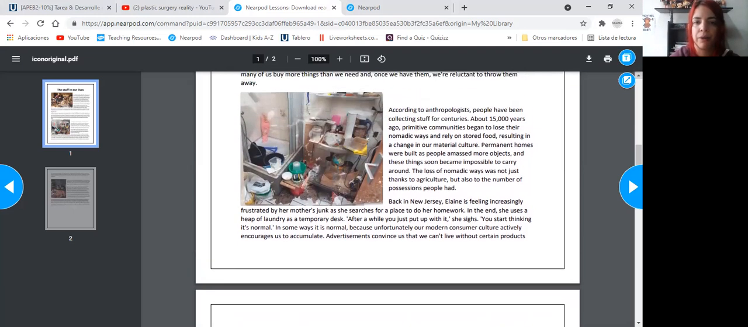Look at the picture. Wow. According to anthropologists, people have been collecting stuff for centuries. About 50,000 years ago, primitive communities began to lose their nomadic ways and relied on stored food, resulting in a change in our material culture. Permanent homes were built as people amassed more objects.